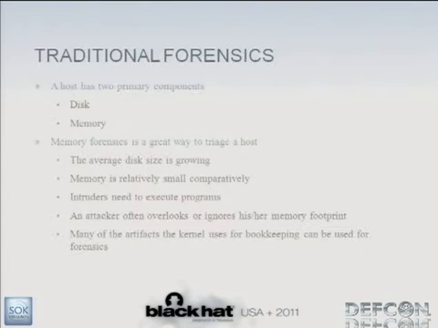Traditional forensics is kind of a broad overview. A host has two large sources of information for forensics: the disk and memory. Lately, memory has become a great way to triage a host in a forensics investigation. The reason is that the average size of disk is growing extremely high. Most hard drives out there come at least 250 gigabytes, and I know people in this room probably have way more storage space than that. So searching through that whole image or dumping a full copy of the hard drive is getting to be a much longer process, and memory can really help speed up what you're looking for.